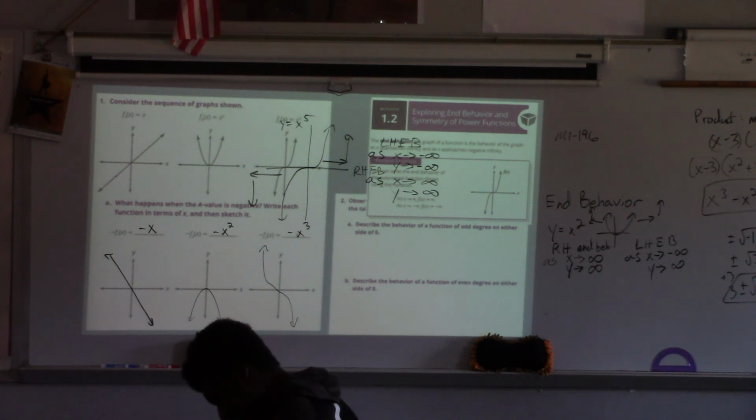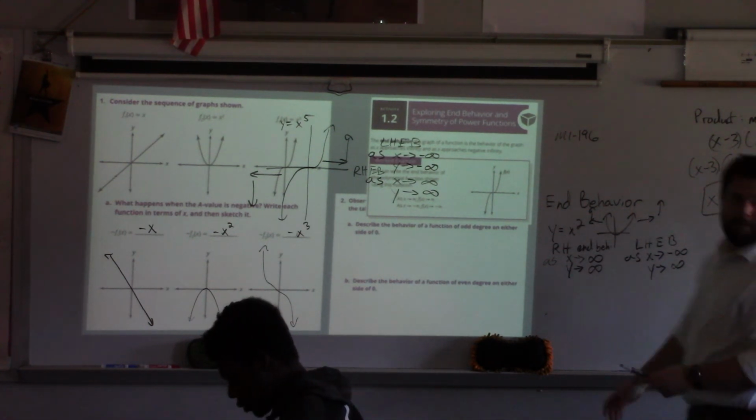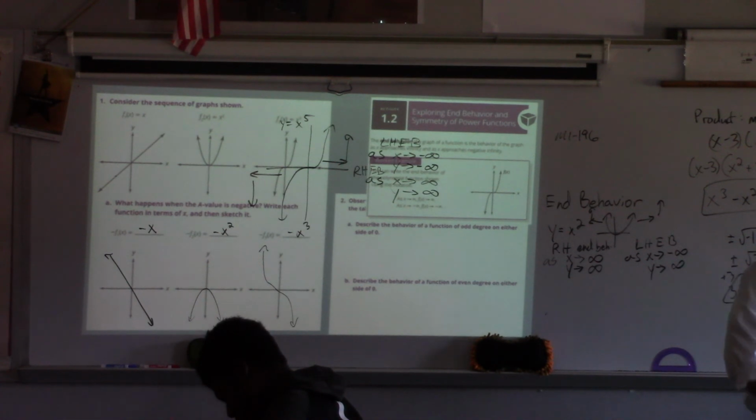Then the right hand behavior: if I go to the right, what does x go towards? And I just need to figure out what my y is approaching based on those two things. So talk about these groups, and I'll come back, we'll talk about this again.